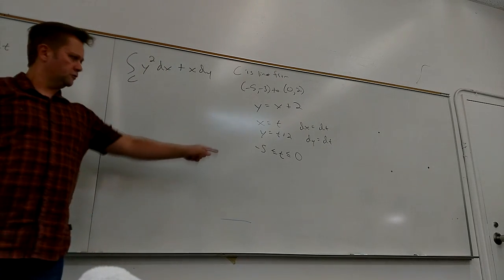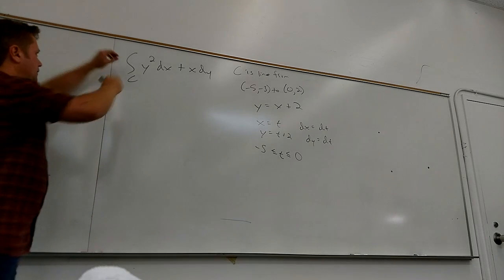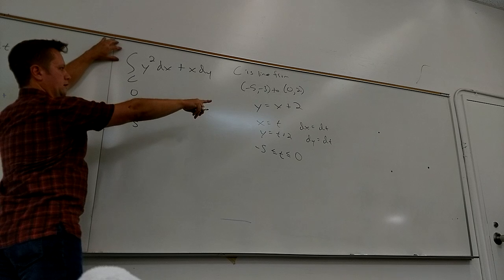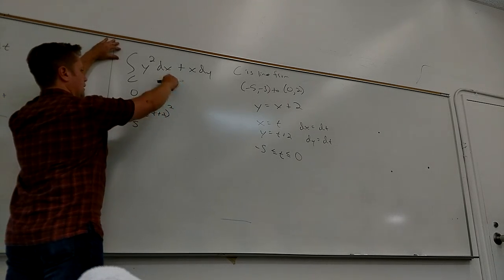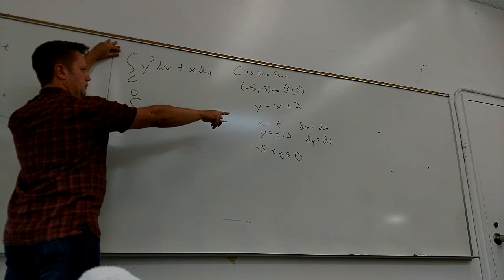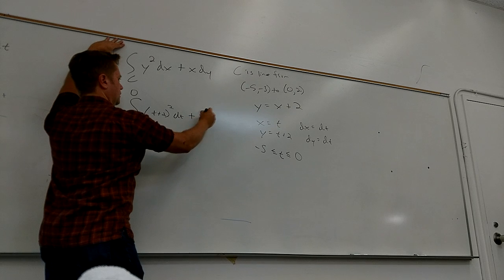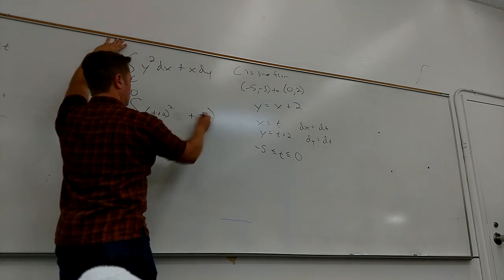If it was going the other way, I couldn't really write it like that too well. But oh well. So I know it's going to be from -5 to 0. Y squared is t plus 2 squared. Dx was dt. Plus, what's x? t. And what's dy? dt. So let me just put a dt at the end here.